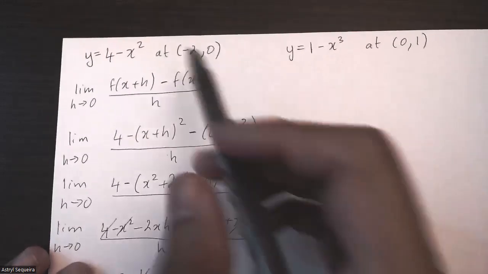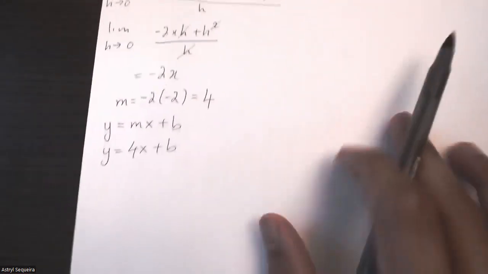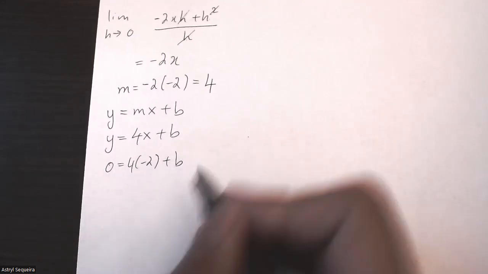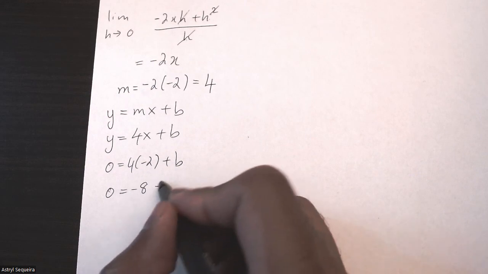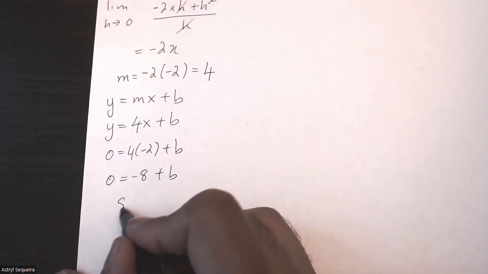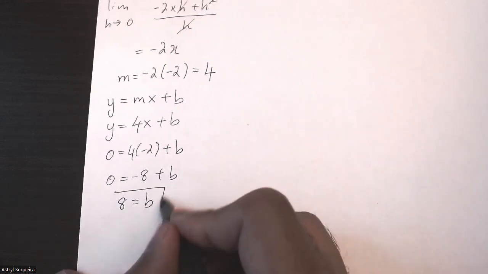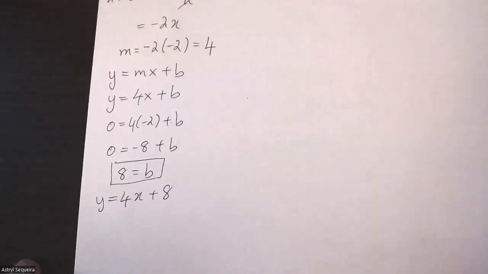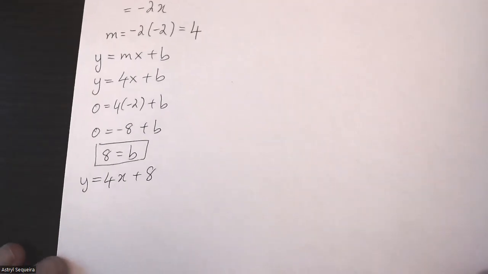And now I can sub in the original point back into this equation to find my b. So y is 0 and x is -2. So b is just positive 8, which means my equation is y equals 4x plus 8. This is the equation of the tangent line.